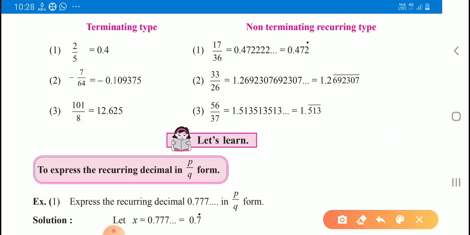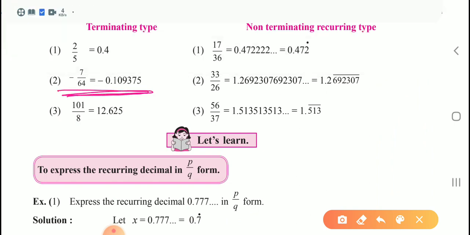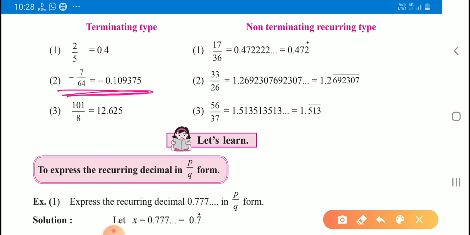The process stopped when your answer comes negative 0.109375, and 101 upon 8, that answer is 12.625. If you solve other examples such as 17 upon 36, 33 upon 26 and 56 upon 37, then in the first example, 17 upon 36, the number 2 occurs again and again. So it is non-terminating recurring type.